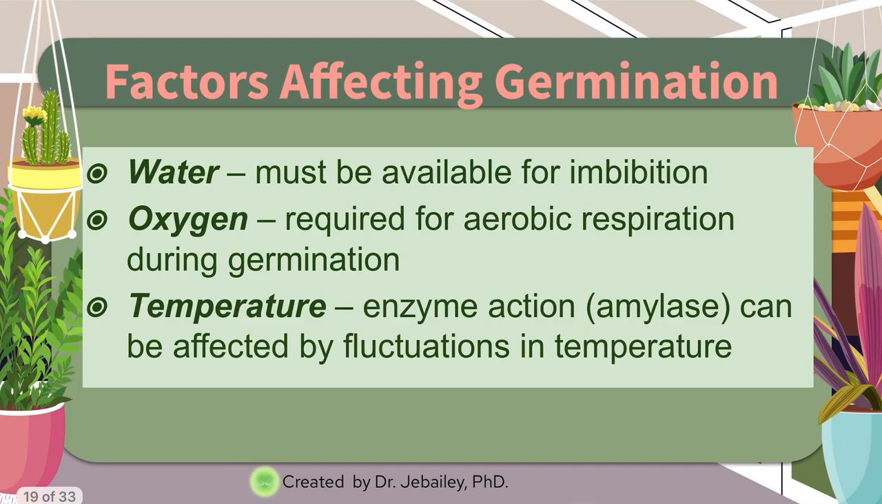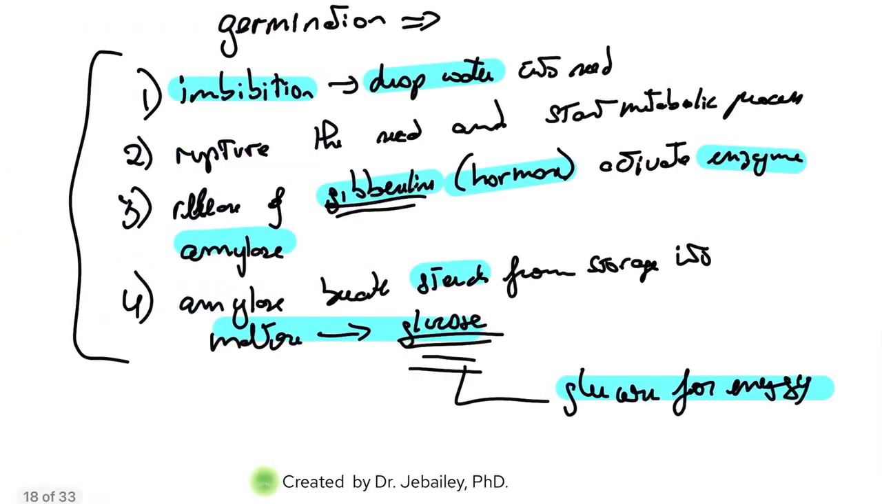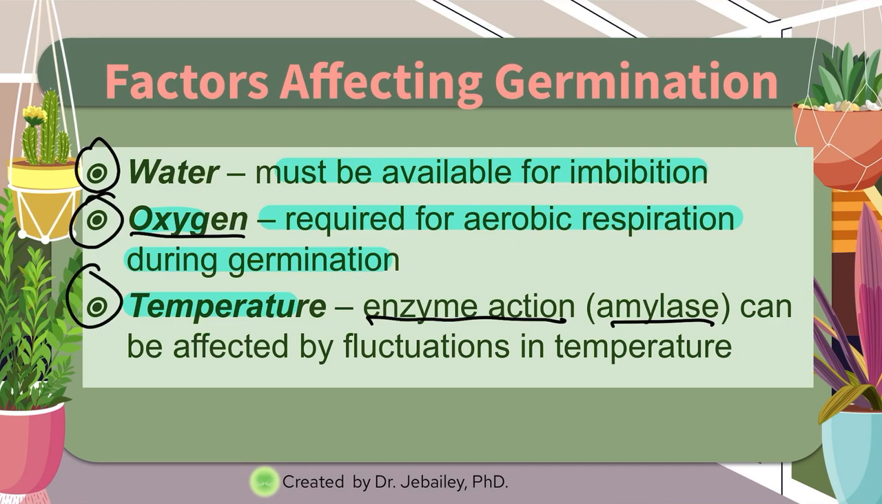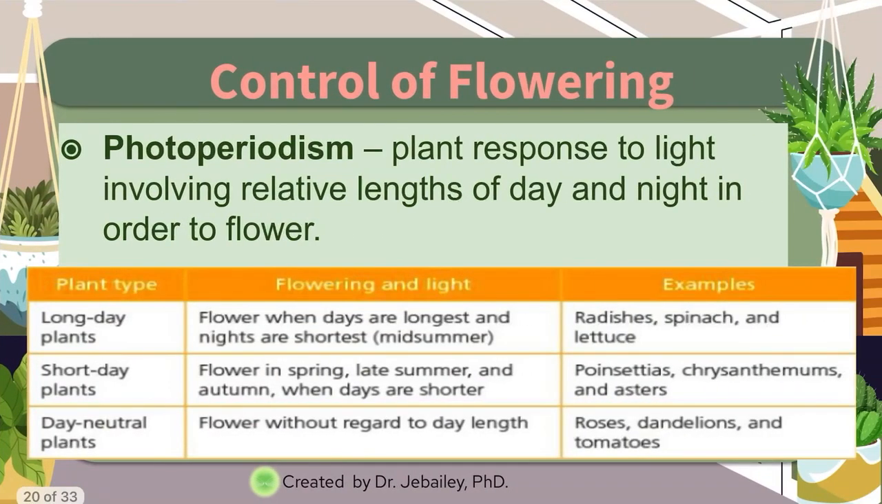So since we know about germination, and we already know that water must be available for the imbibition, and oxygen must be required for the aerobic respiration during germination. What does that mean? If you remember from cell respiration, in order for you to break glucose, what do you need? You need oxygen in the mitochondria in order to get as much energy from glucose. So obviously you need oxygen here. And of course, we need the temperature, because once again, we have so many enzymes like amylase going there. So you have to have the right temperature for that enzyme to work. So remember these three factors affecting germination.